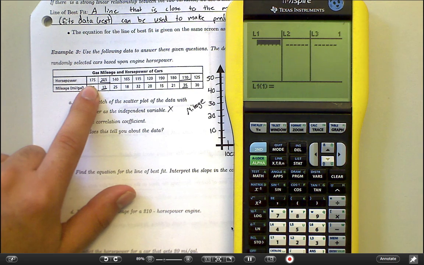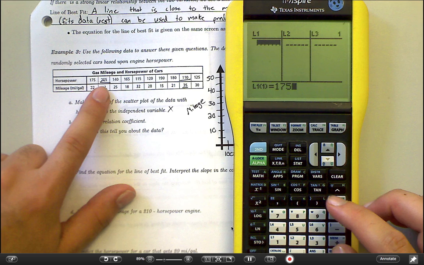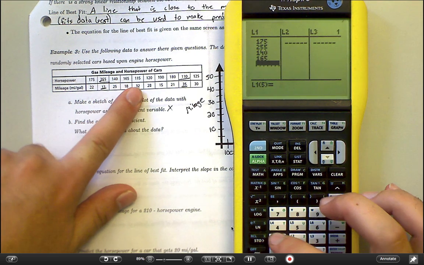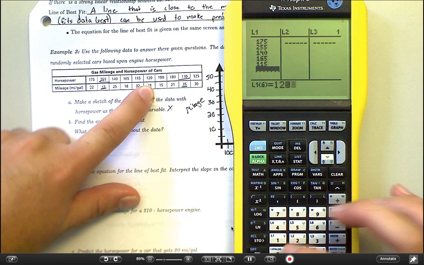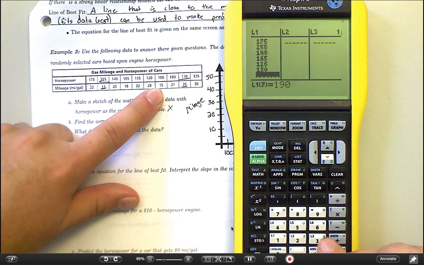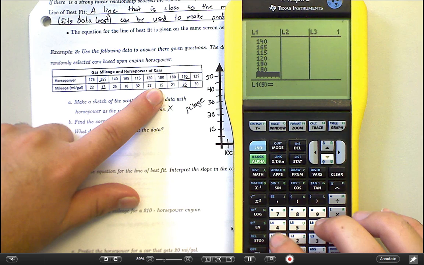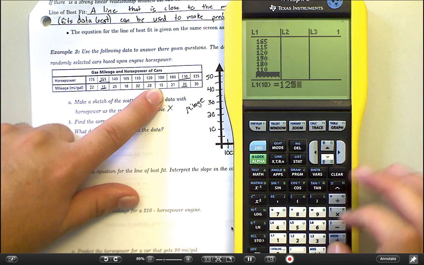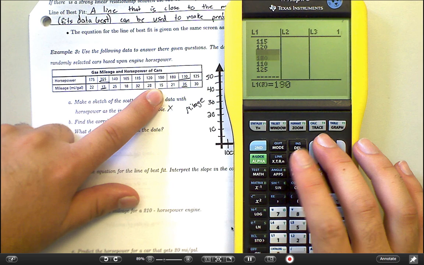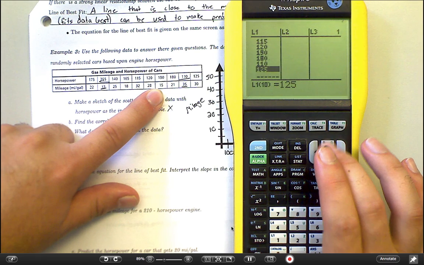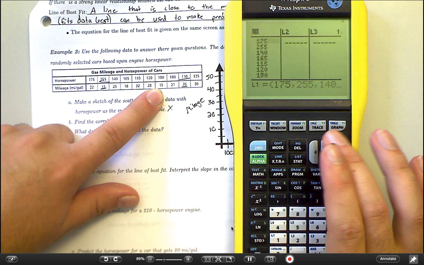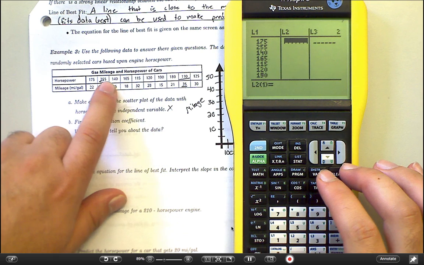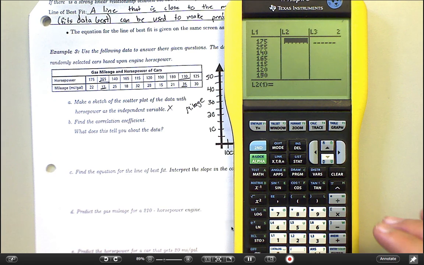So I'm going to enter in all my horsepower, which is 175, 255, 140, 165, 115, 120, 190, 180, 110, and 125. Okay, and I should have all my values there. I typically just click up through here and make sure that everything looks the same. A lot of times if you miss something, there's either an extra number or you're missing a digit, and you'll see those out of line.